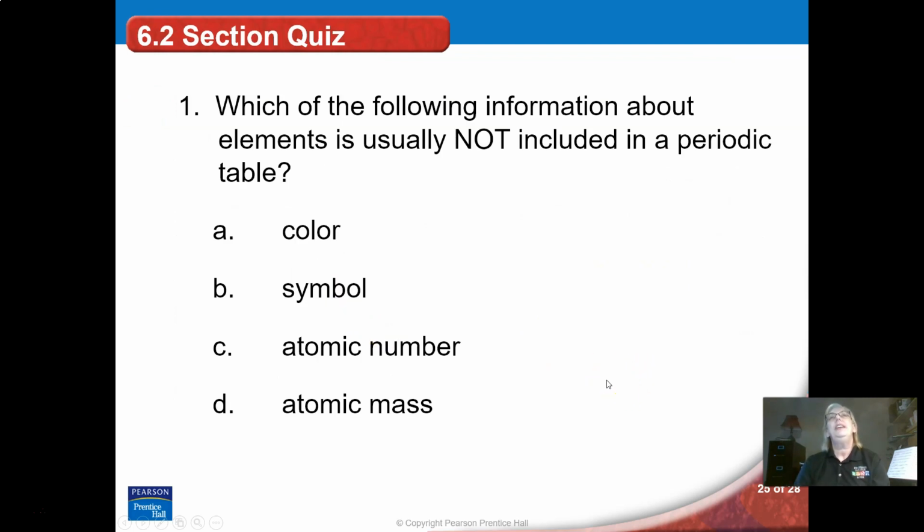Which of the following is not included in a periodic table? So what have we noticed on the periodic table? There's a lot of numbers, right? So what did we not see? Color's not on there. It doesn't tell you the color of the element. You'd have to find that somewhere else.